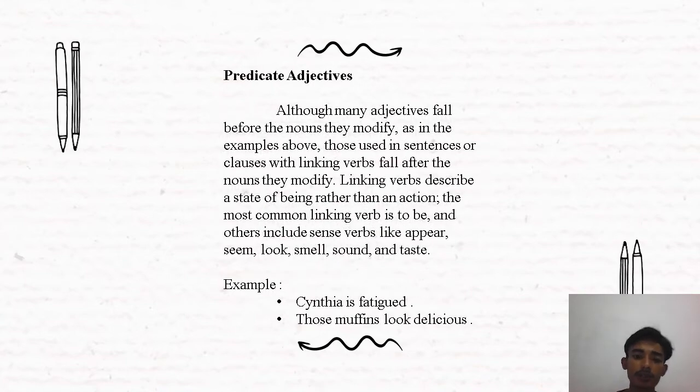Predicate adjective. Although many adjectives fall before the noun they modify, as in the examples above, adjectives used in sentences or clauses with linking verbs fall after the noun they modify. Linking verbs describe a state of being rather than an action. The most common linking verb is to be, and others include sense verbs like appear, seem, look, smell, sound, and taste. Example: Cynthia is pretty good. Does Marvin look delicious?